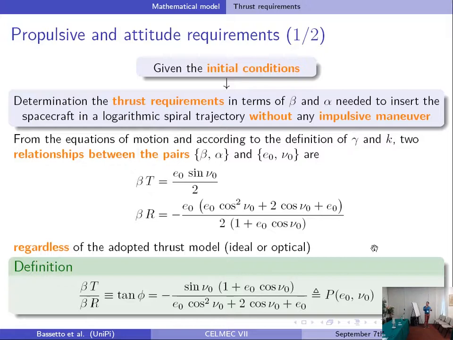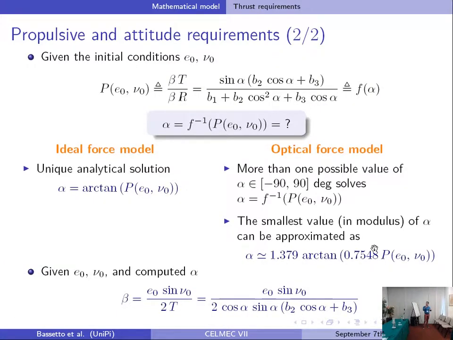Now, this function of e0 and nu0, p, must be equal to f of alpha, where f of alpha, which is a function of only the pitch angle alpha, is defined starting from the definition of t and r that I showed you before. So once we have fixed the initial conditions e0 and nu0, alpha is given by the inverse function of f computed in p. Now, at this point, we have to distinguish between two possible force models. For the ideal force model, the solution to this equation is unique and analytical, since alpha is simply given by the inverse tangent of p.